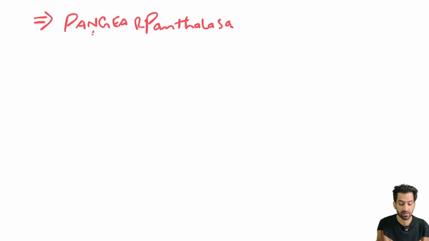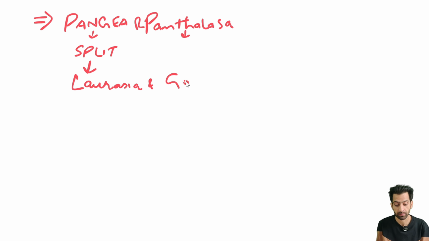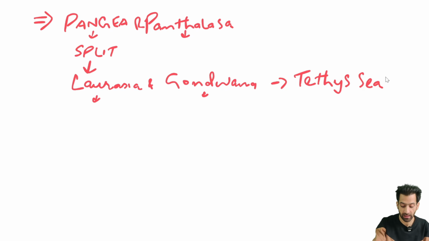First of all, it starts with Pangaea and Panthalassa. Pangaea is the landmass and Panthalassa is the water body. The Pangaea starts to split, and when it starts to split, it gets divided into two: Laurasia and Gondwana. Gondwana, the southern part, and Laurasia, the northern part, and in between we have Tethys Sea. This is something that you should have an idea of.